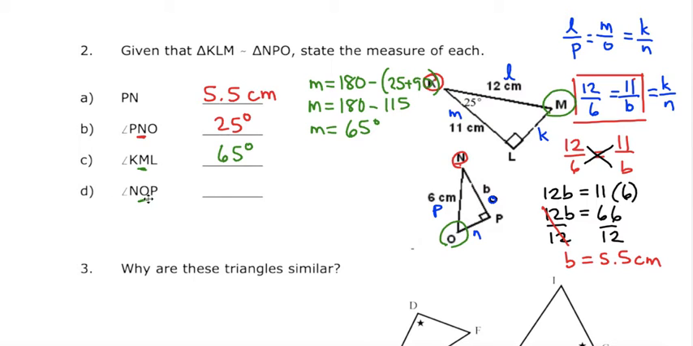So what is angle O? Well, I've already established that angle M and O are going to be exactly the same, so O will also be 65 degrees. So it's important that you include your measurements for your side lengths and the degree symbols for the angles in your final answers.